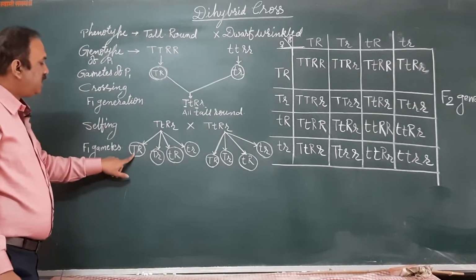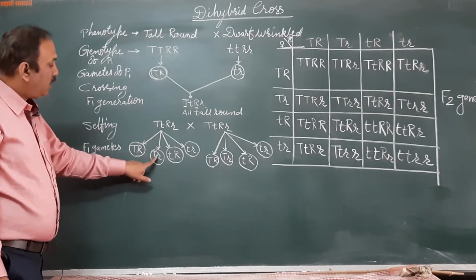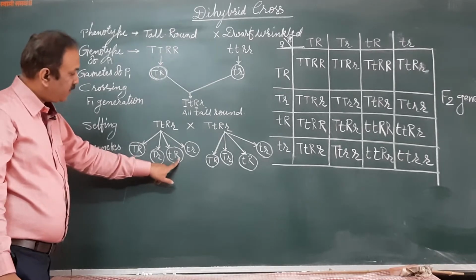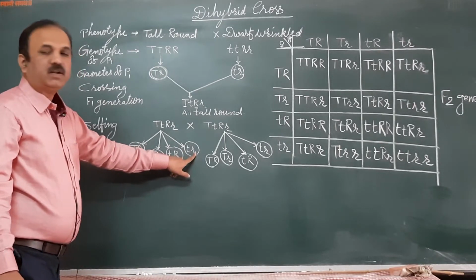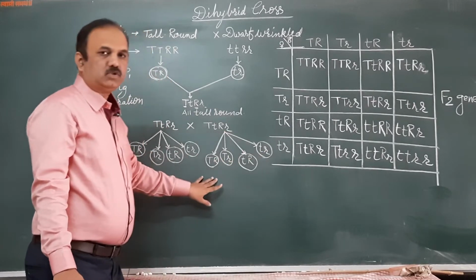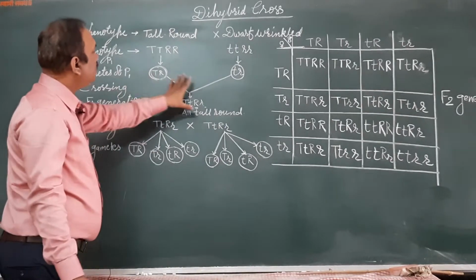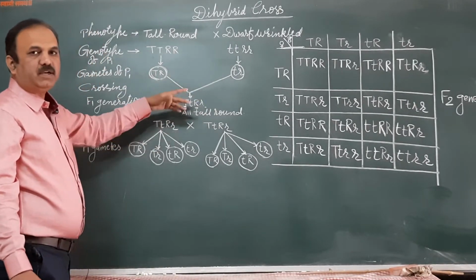Capital T, capital R means tall round, this is tall wrinkled, this is dwarf round, and this is dwarf wrinkled. The same type of gametes will be formed over here also. Now the next step is crossing. This one was easy, so we have made it here only.